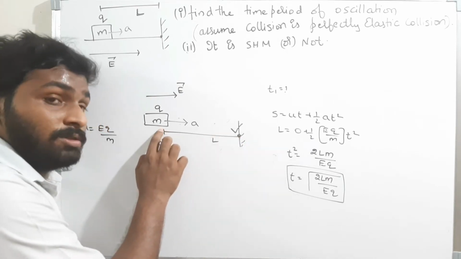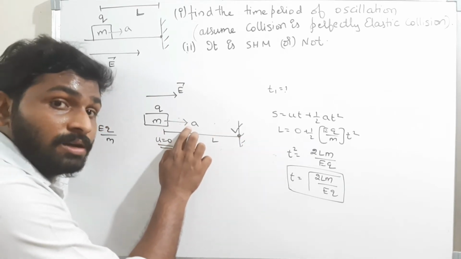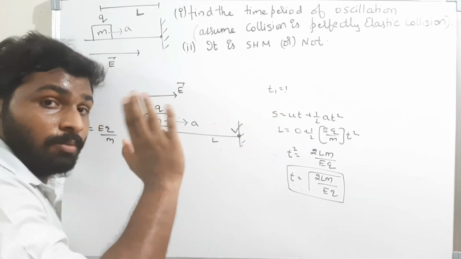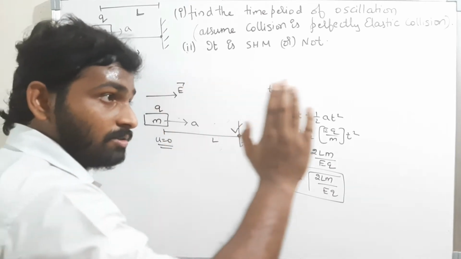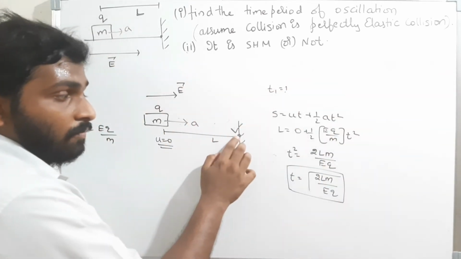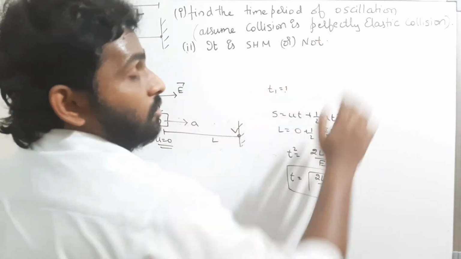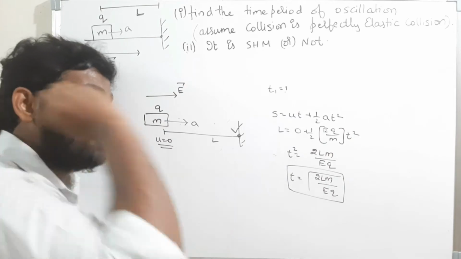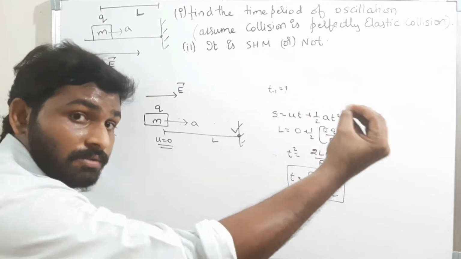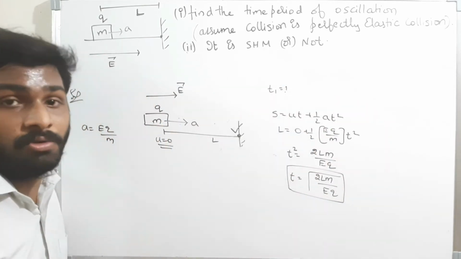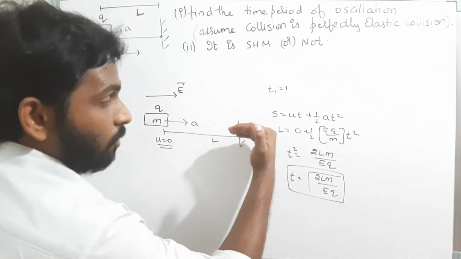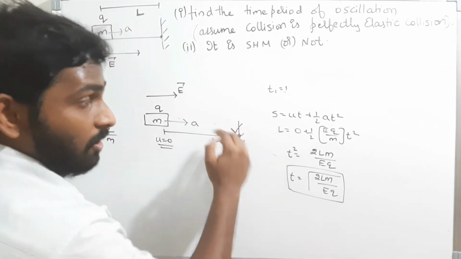See here, initial velocity is 0, the body is having uniform acceleration. Slowly the body is having acceleration. Therefore slowly the velocity gradually increases, and at the time of collision, the velocity of the body is v. Now it is having a perfectly elastic collision. That means if I throw a body with a velocity v, I will get the body back with the same velocity v because it is a perfectly elastic collision. That means the body is bouncing back with the same velocity v.